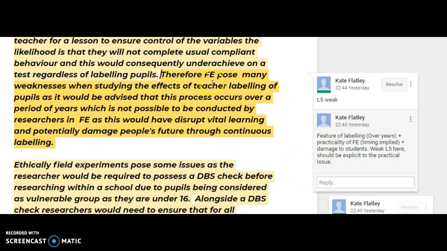Concluding this paragraph then, field experiments pose many weaknesses, because now she's clarifying that this process is occurring over a period of years, which is going to be really hard to capture in a field experiment, which is not going to be able to do because potentially it's going to disrupt vital learning and damage pupils' future through this continuous labelling. So with the previous, that would have been an alright level 5, with another weak one at the bottom. Okay, so she is trying to develop that there.